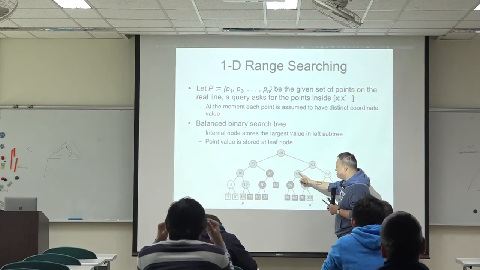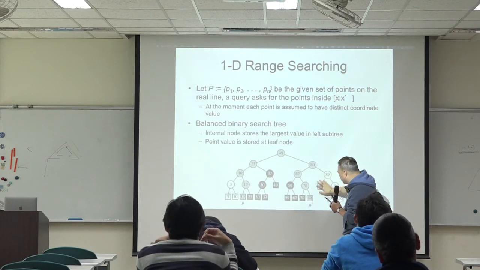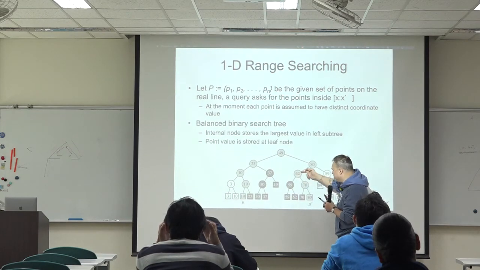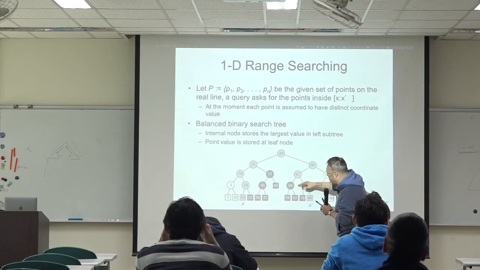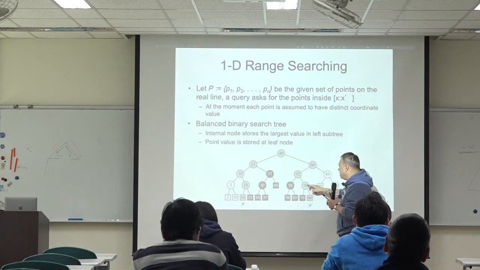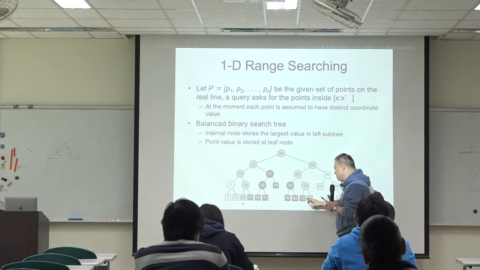So we go to the left subtree. Here you go to the left subtree, and you don't report anything here. And 75 is bigger than 62, so you go to the right subtree. When you go to the right subtree, you report all the points here. And 75 is bigger than 70, right? You go to the right subtree and you report all the points here.